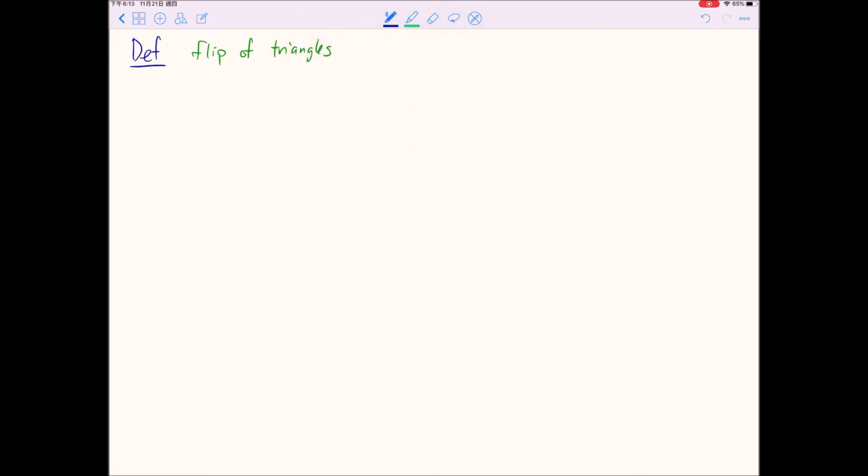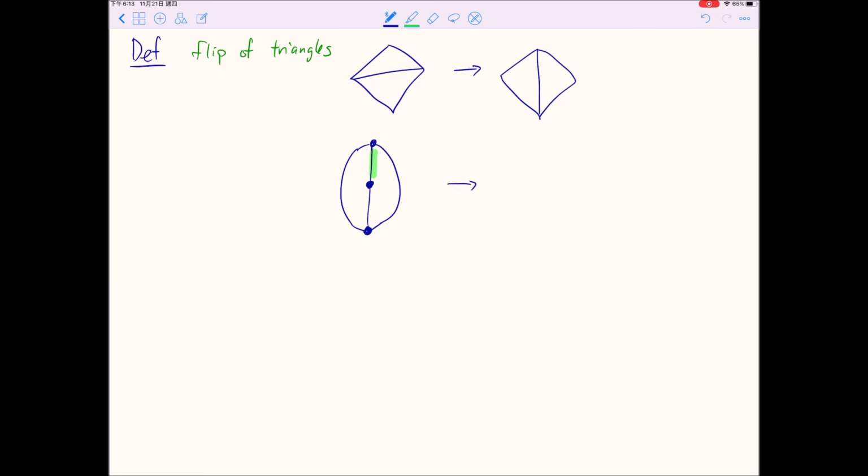So simply, if you have 2 triangles in this configuration, then you flip the diagonal. And in the special case, when you have a self-folded situation, more precisely this type, then you can flip this edge. Then you're really interchanging the vertex. So instead of these 2, now you are joining this and this.